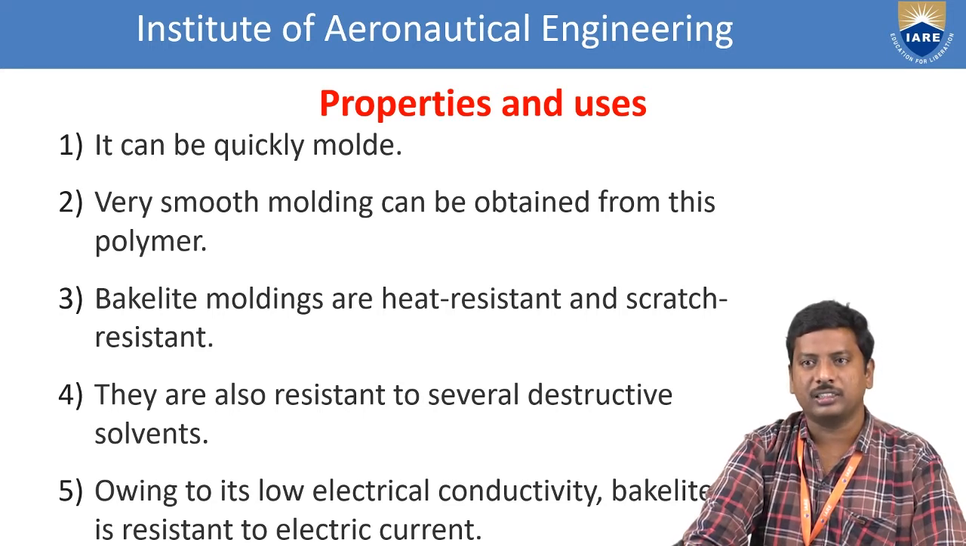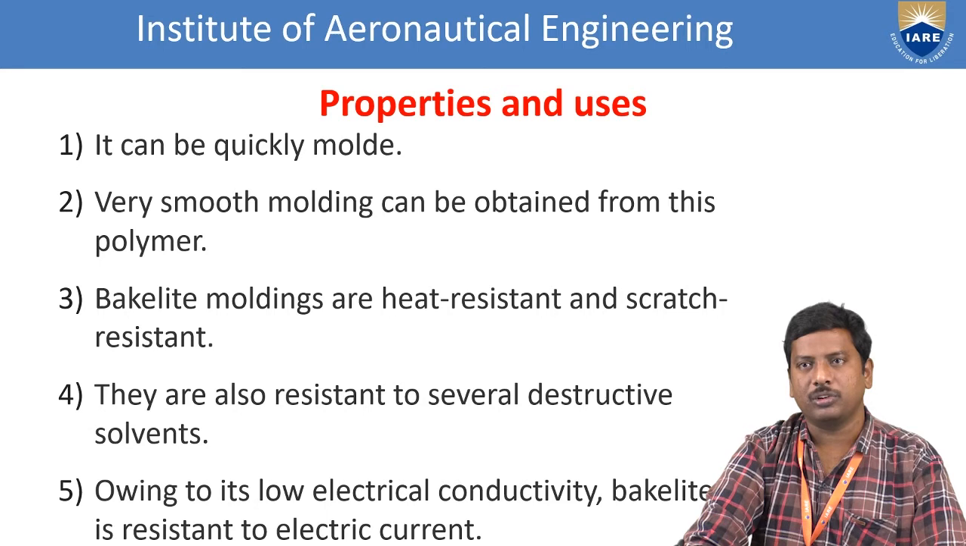They are also resistant to several destructive solvents. Even by applying many solvents on this compound, it will resist those solvents. And owing to its low electrical conductivity, bakelite is resistant to electric current. Conductivity is the reciprocal of resistance, related to the mobility of ions, but bakelite has very low electrical conductivity. That's why it is mainly applicable as an electric current resistant material.